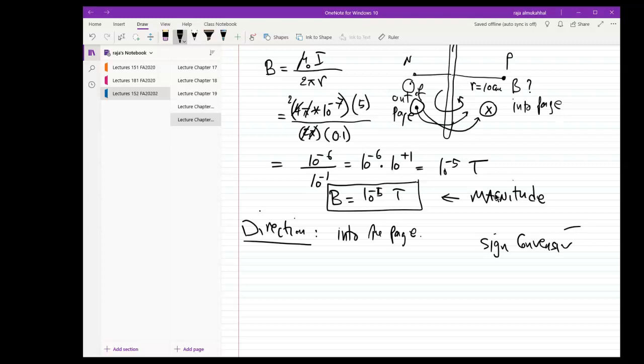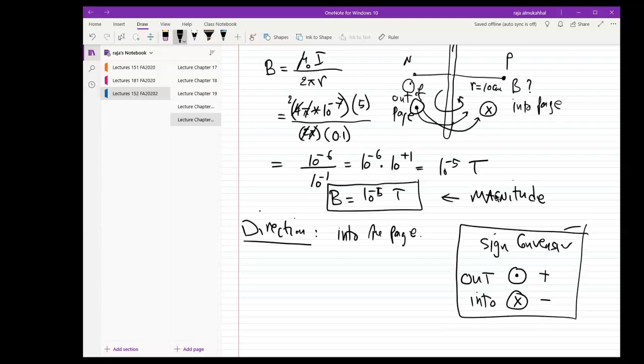The sign convention is this: if the magnetic field is out of the page, it's positive, and if it is into the page, it's negative. Okay, this is the convention that we're going to adopt. You see what I'm saying? Convention. Did I spell it wrong?